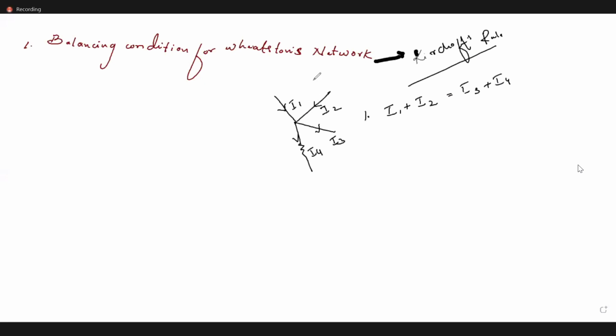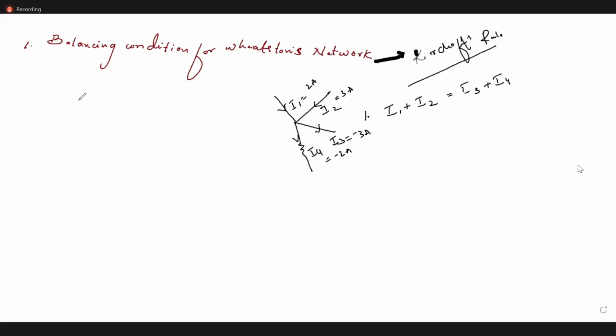Can you get it? Yes or no? For example, this is around 2 ampere, this is around minus 2 ampere, and this is 5 ampere, minus 5 ampere. So in any junction, the sum of the currents entering the junction is always equal to the sum of the currents leaving the junction. That is the junction rule.